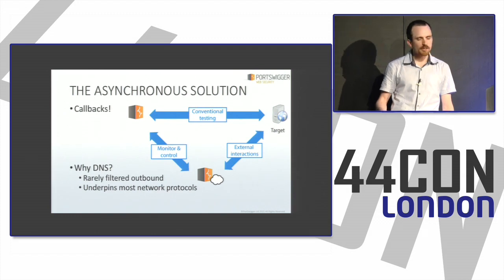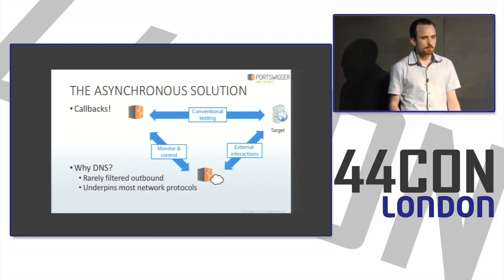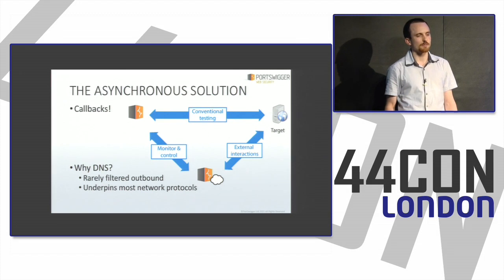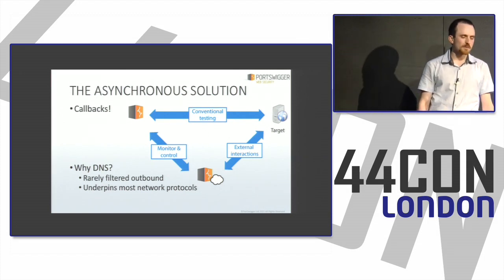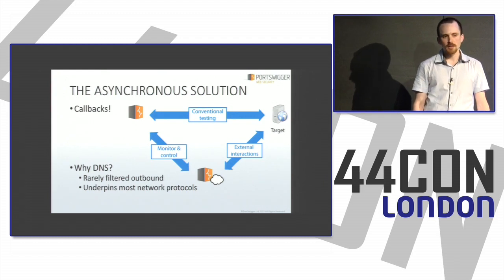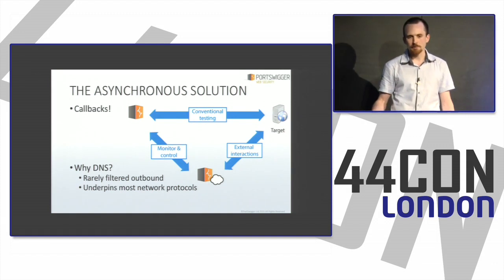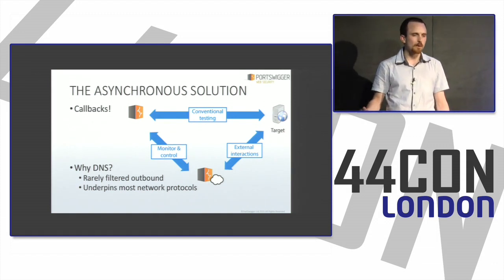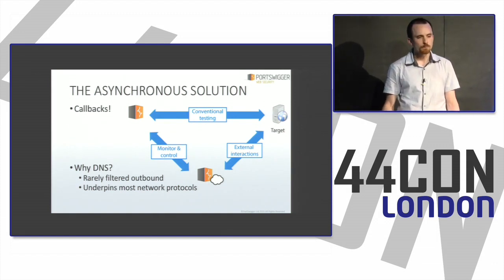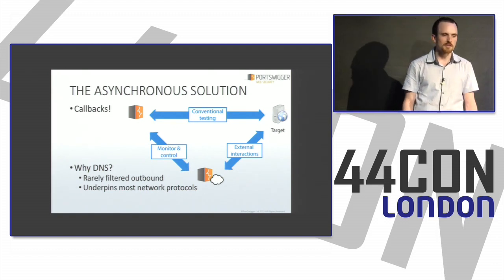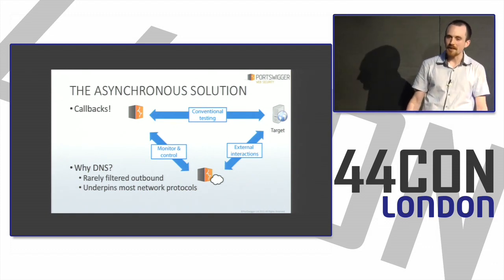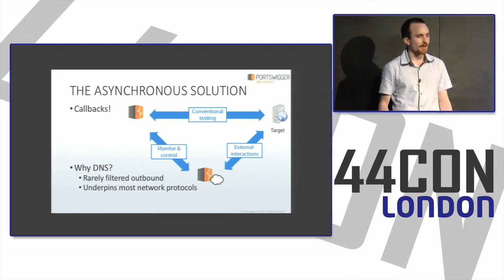For this, we're going to use DNS, mostly because DNS generally isn't filtered outbound on networks, but it's also very convenient because most other network protocols use DNS. So say you've got a vulnerability like SMTP injection. You can blind carbon copy yourself on an email. You don't need to worry about implementing support for SMTP on your server because you'll get a DNS lookup first, and that's all you need to know.